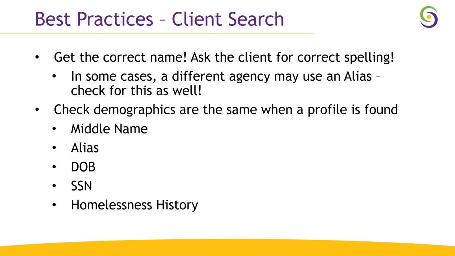How the name is spelled is also important when you're doing your search. If possible, ask your client to spell their full name, including the middle name. Be sure to check under multiple spellings or names if you can't locate your client the first time. And beware, clients may also be under an alias. Be sure to check as much of the demographics as possible if a client profile is found. You want to make sure that the client in the system is the same client you're working with.